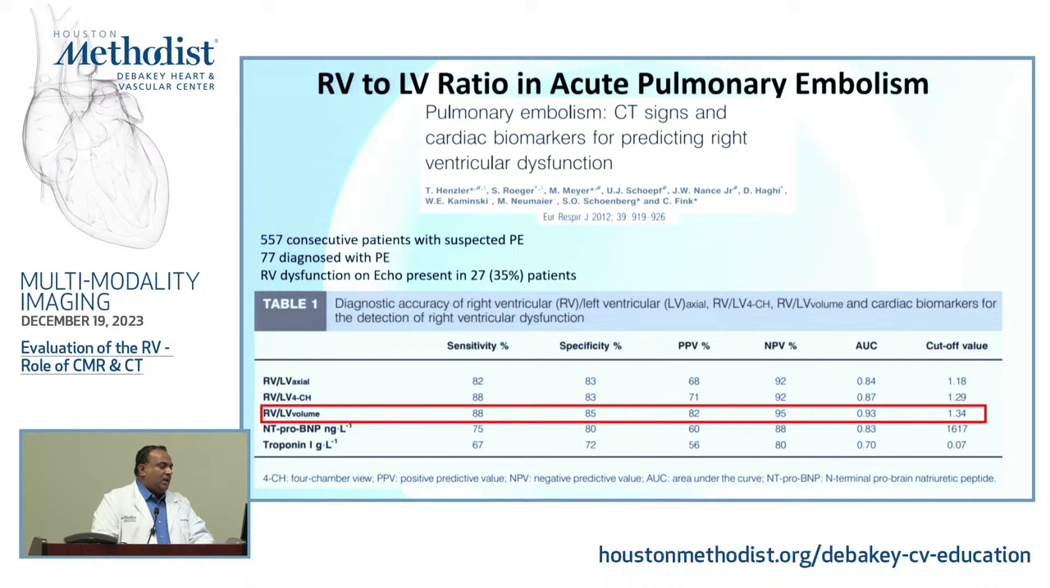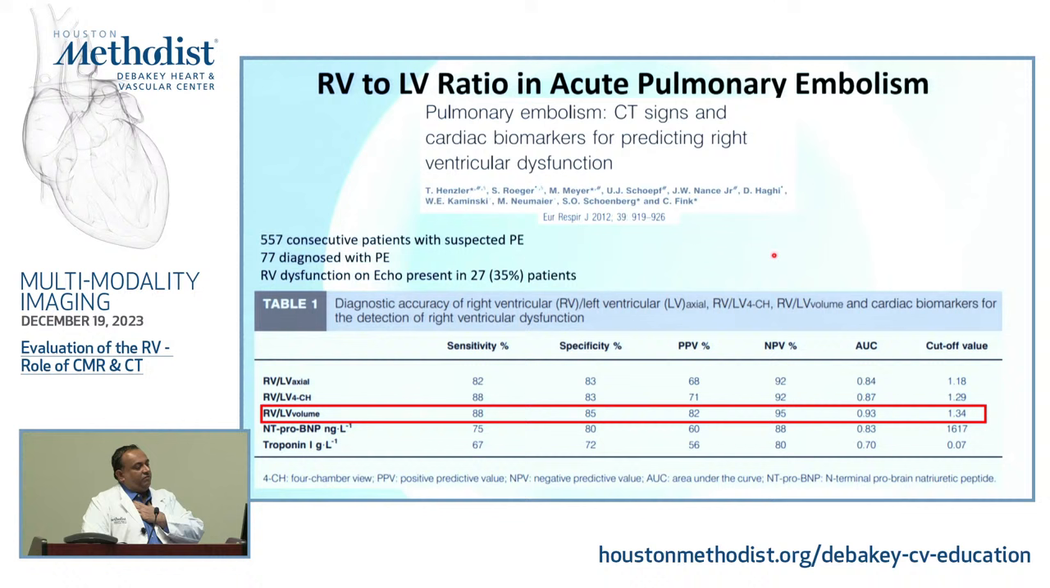This study looked at the correlation of different parameters on CT with RV dysfunction in PE patients on echocardiogram. This was based on 557 consecutive patients who had CTs done for suspected PE, 77 diagnosed with PE, and RV dysfunction was present in about 35% of them.